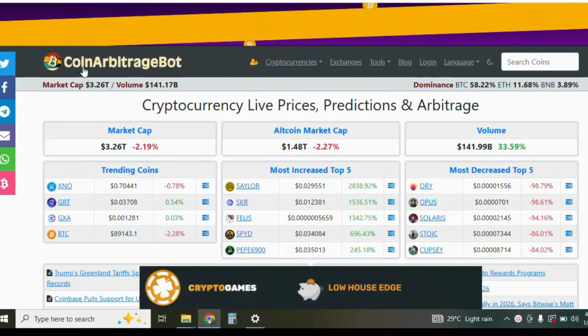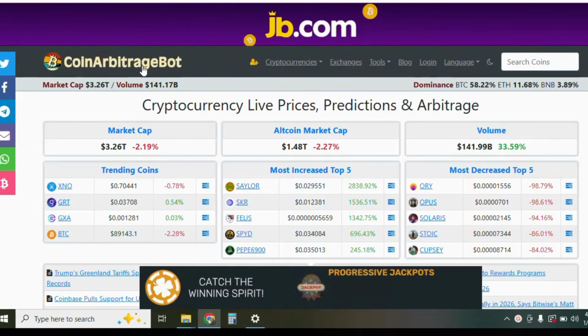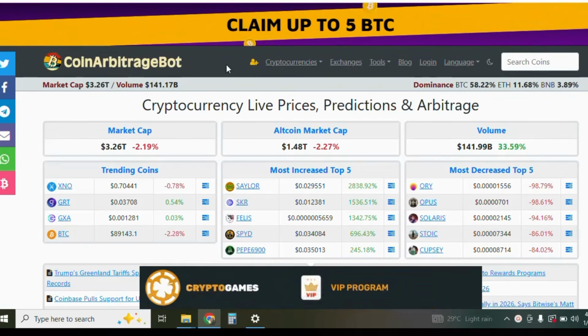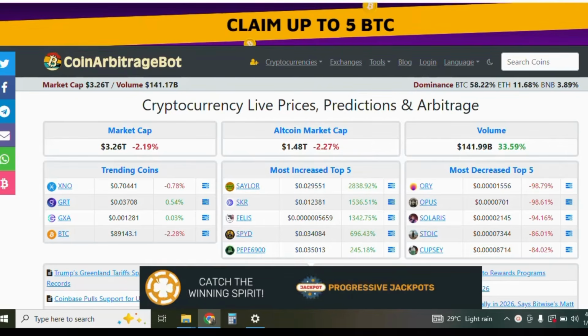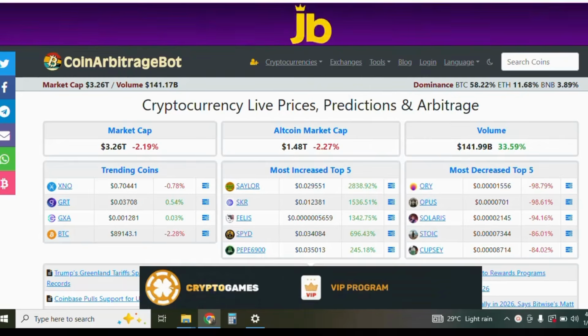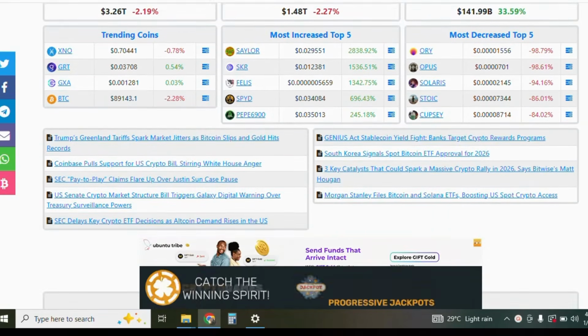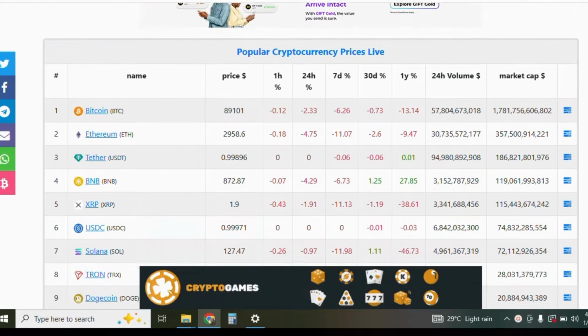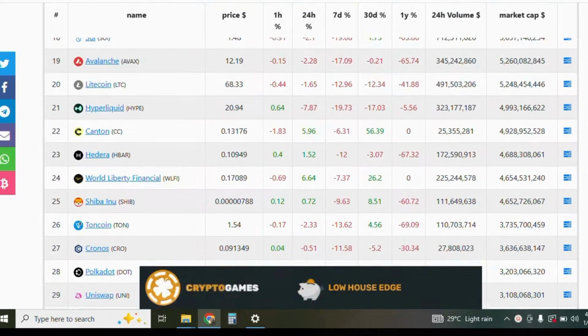Yes, I've talked about this severally before, but I had to talk about it again, simply because a lot of people are looking for free arbitrage tools on the internet, things they can use without paying so much or not paying at all, right? So Coinarbitragebot is one of them, and if you're an arbitrage trader, which means you trade a lot of arbitrage, then this is for you.